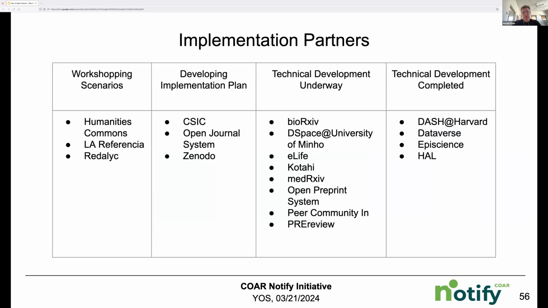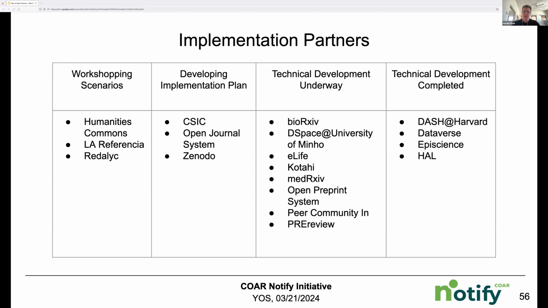And let me just conclude by giving you an, by now, I'm sure, dated overview of implementation partners of the Core Notify initiative, sorted from left to right, representing the maturity level of their respective implementation.